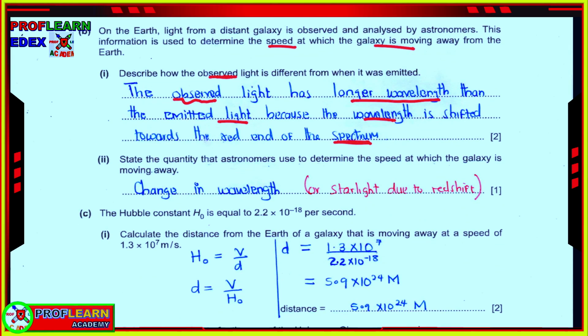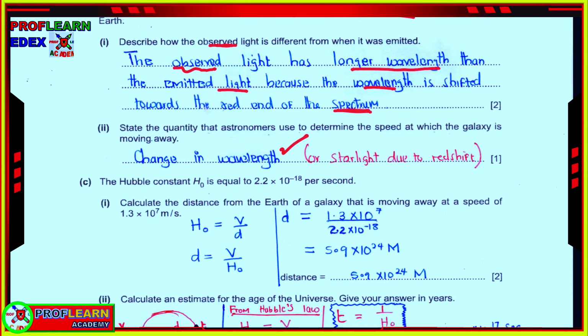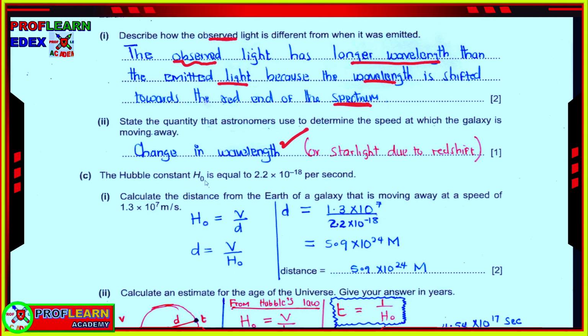State the quantity that astronomers use to determine the speed at which the galaxy is moving away. This is actually the change of wavelength, and this is also the alternative you can write. Hubble's constant H0 is equal to 2.2 times 10 to the power minus 18 per second. Calculate the distance from Earth. Remember, you can use the speed at which the galaxy is moving and Hubble's constant to know how far the galaxy is.